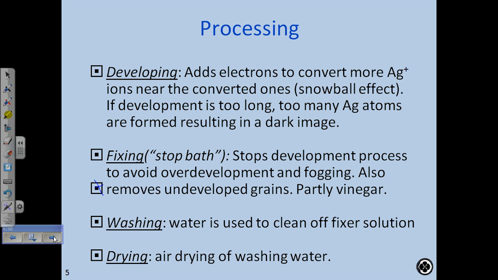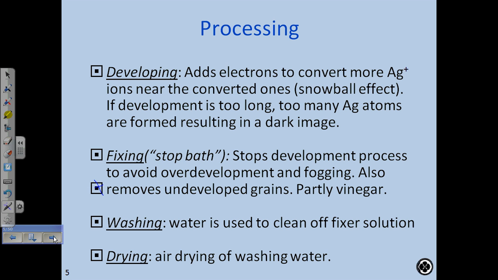Okay, so the grains, remember how I said that if you have 3 grains, it's not going to develop. So the fixer gets rid of all those. And then when you walk into a processing room, it smells like vinegar. And that's the fixer. The fixer smells like vinegar. There's acetic acid in it.